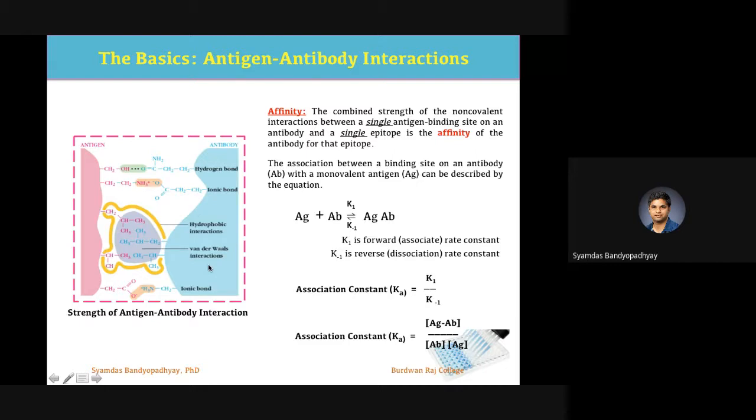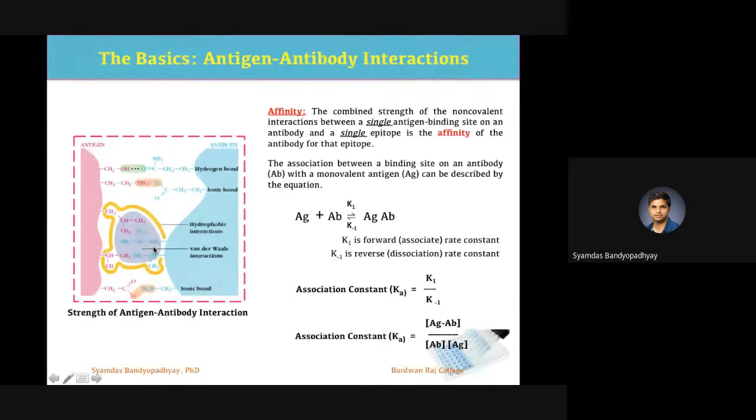Now let us first define affinity. Affinity is the combined strength of the non-covalent interactions between a single antigen binding site on an antibody, called the paratope, and a single epitope present on the antigen. So it is a 1:1 interaction, and the combined strength of the interaction is called the affinity.